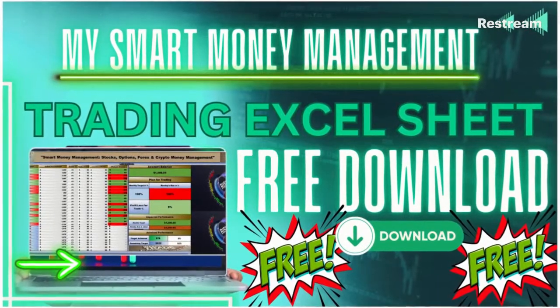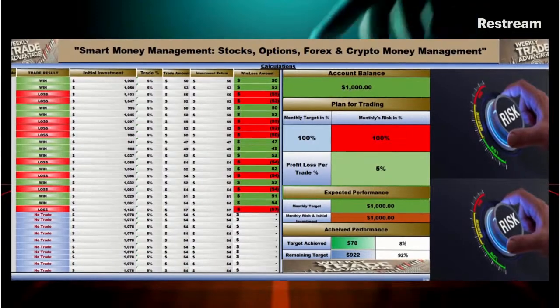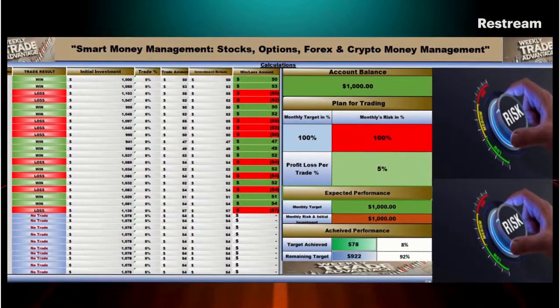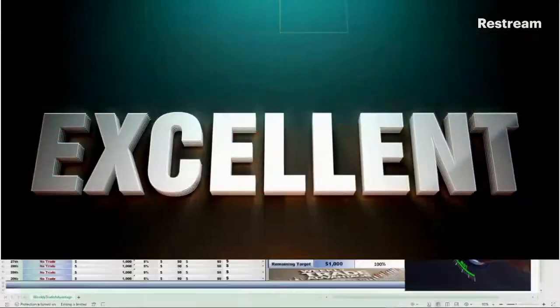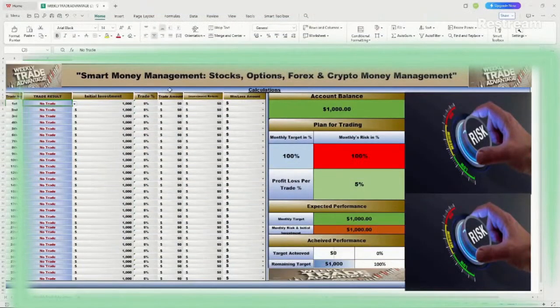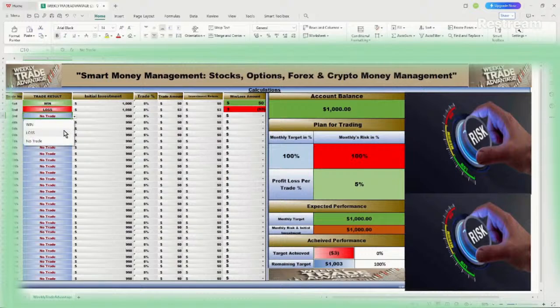Today, I'm sharing something truly special, a tool I've put a lot of effort into building to help you trade smarter. I'm giving you access to my Smart Money Management Excel sheet, designed to help traders manage risk effectively and stay disciplined while trading stocks, options, forex, or crypto. And it's completely free for all my subscribers.